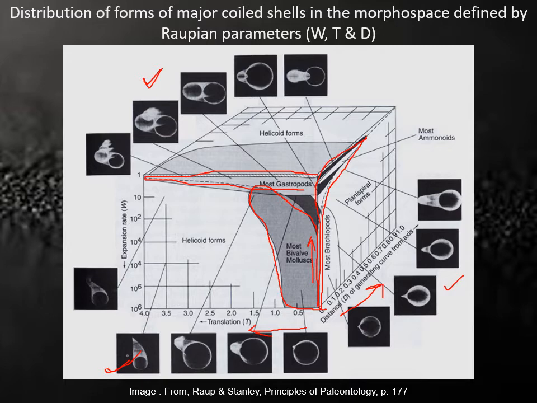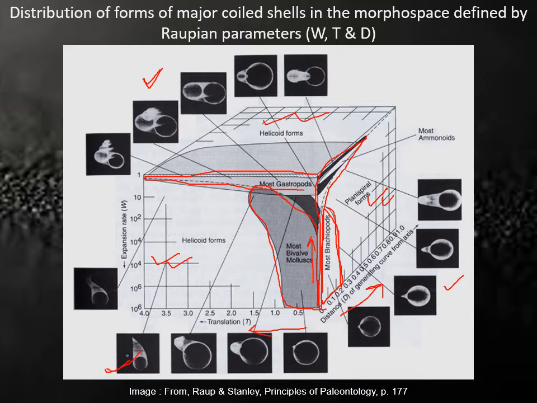Even the brachiopods, another type of organism, are also explained with the help of these Raupian parameters, and they are also restricted within this portion. So you can see most of the morphospace of this cube remains vacant throughout the entire journey of mollusca. If you consider the entire 540 million years history of molluscan shells and plot all the molluscan forms in this cubic space, they are only located in a very narrow portion. Maximum portion of this morphospace remains vacant.